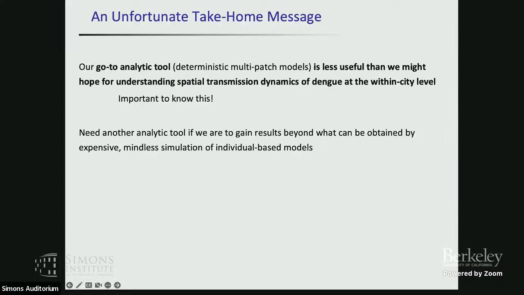So for me, who has spent a large chunk of my career since my PhD basically analyzing these deterministic multi-patch models, this was really unfortunate because it means that my standard go-to analytic tool is much less useful than we would hope when we're understanding transmission of dengue at the within city scale. So of course, this is an important thing to know because there are all these papers out there in the literature that claim you can use these models for that, but I am not convinced of their utility.